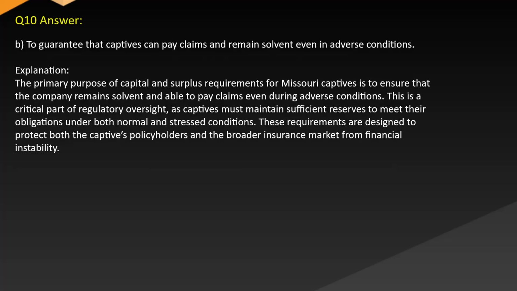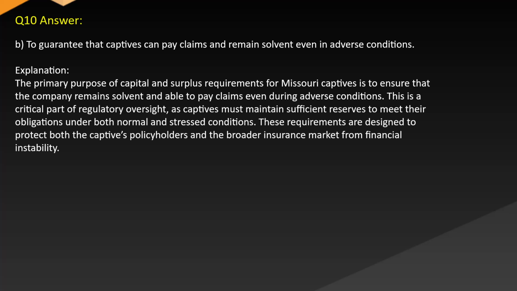Answer: B. To guarantee that captives can pay claims and remain solvent even in adverse conditions. Explanation: the primary purpose of capital and surplus requirements for Missouri captives is to ensure that the company remains solvent and able to pay claims even during adverse conditions. This is a critical part of regulatory oversight, as captives must maintain sufficient reserves to meet their obligations under both normal and stress conditions. These requirements are designed to protect both the captives' policyholders and the broader insurance market from financial instability.